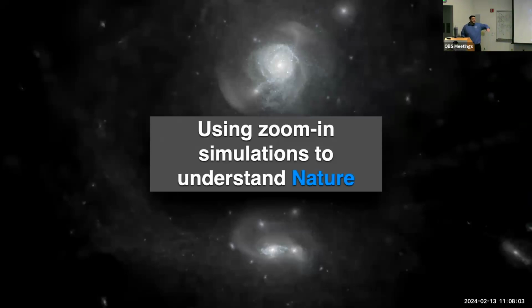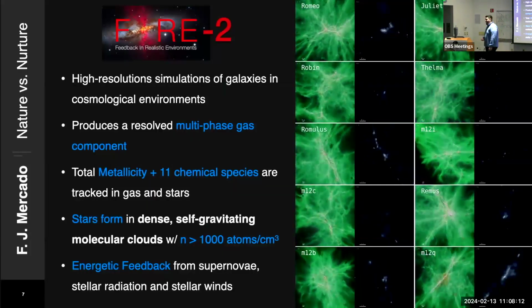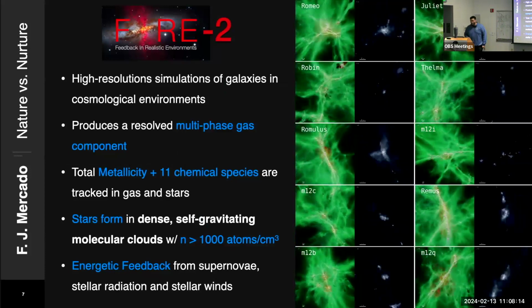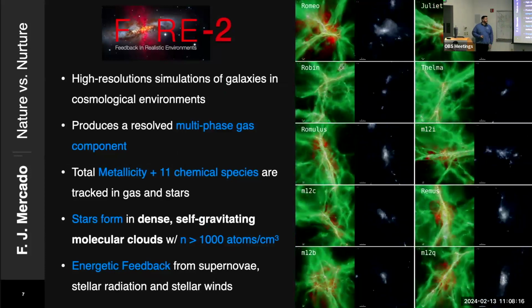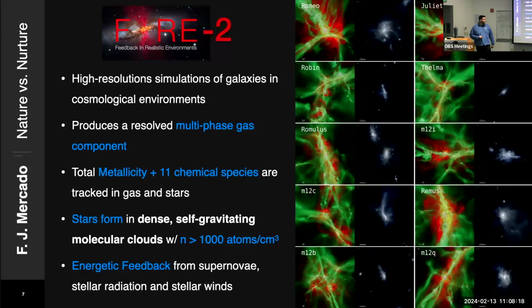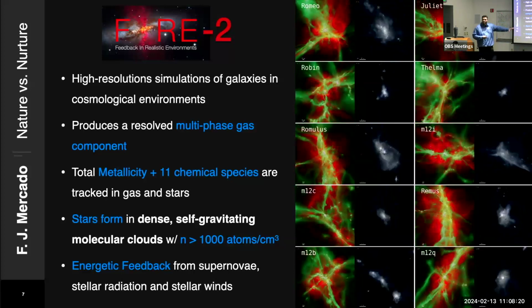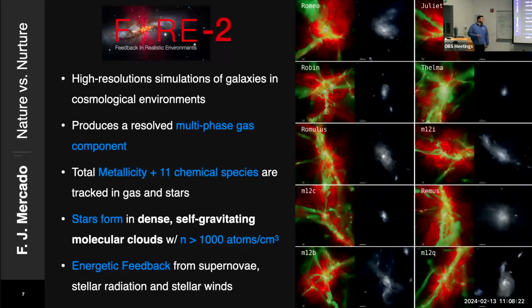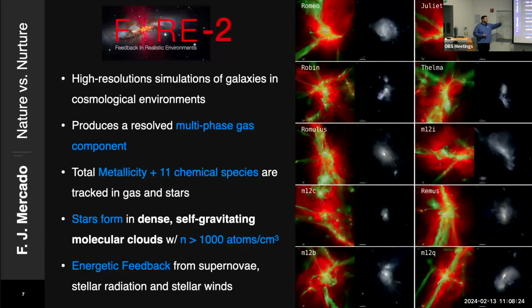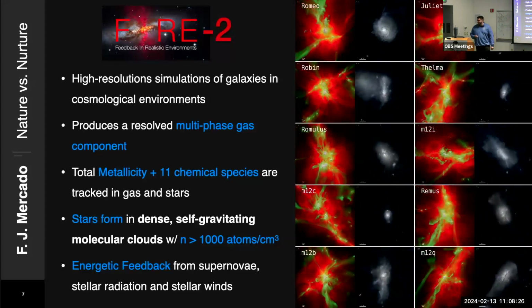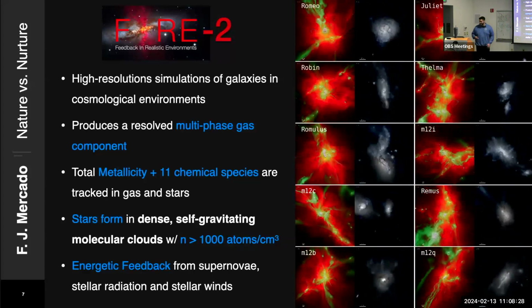So to answer this question, I look at zoom-in simulations, really to understand the nature of these galaxies. So a little bit about the simulations that I work with. As I mentioned before, or as I've shown you all before, the FIRE galaxies are what I use. And so this is sort of a suite of zoom-in simulations in a cosmological environment. These galaxies are high-resolution simulations in their environments.